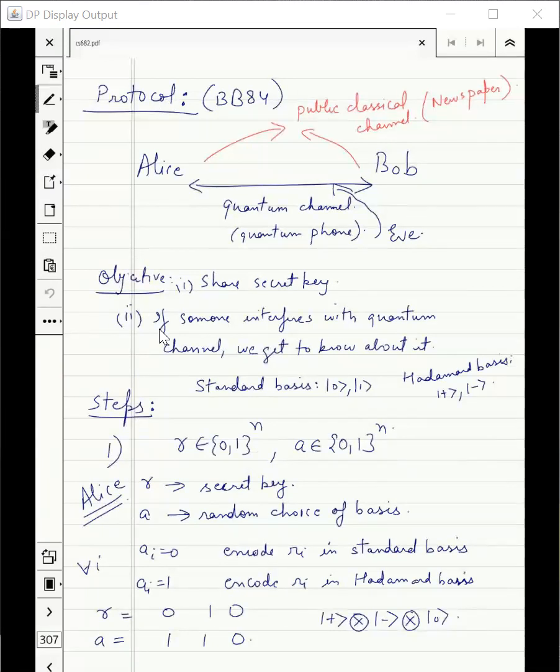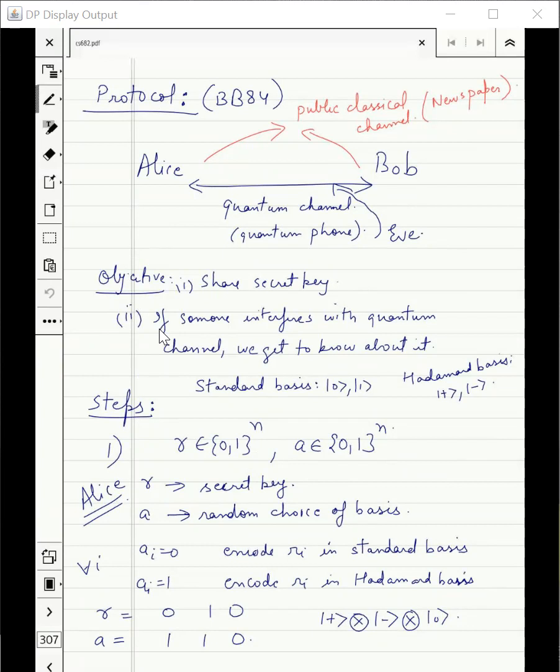Once she knows AI and BI, if they're equal, for example if she gets one, then with half probability she'll measure in the Hadamard basis and with half in the standard basis. But when she measures the qubit, she does not have AI and BI, right? They disclose the basis only after Bob has gotten the message.